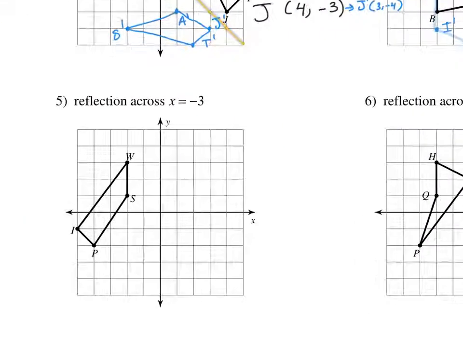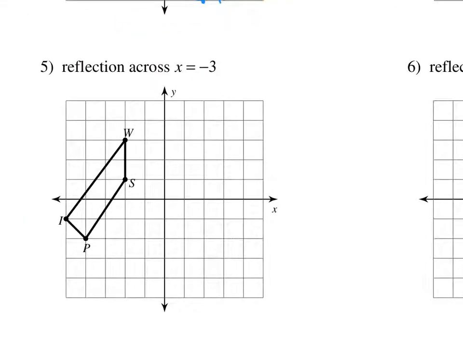Now go ahead and pause the video for number 5. Now remember x equals -3 is going to be a vertical line. So go ahead and reflect across this line. So let's see, now we're counting sideways. So W, that's 1 step away, so I continue 1 step. W prime, S is 1 step, so you continue 1 step.